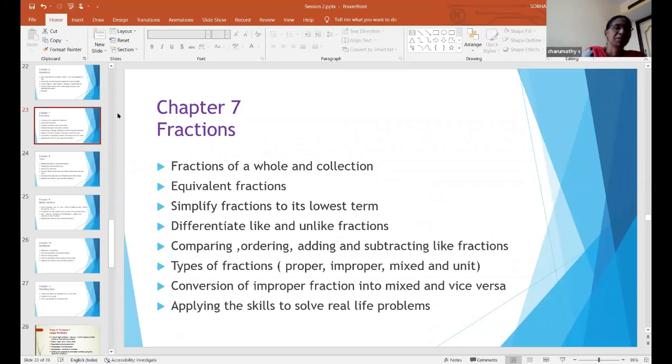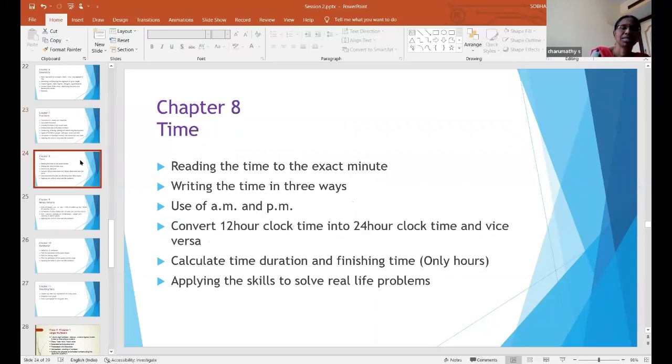Of course, the fractions chapter, which has been taught in class 3. So here they learn fractions of a whole and of a collection. They learn how to draw. They learn what an equivalent fraction is, how to simplify fractions, differentiate like and unlike fractions, comparing, ordering, adding, and subtracting only like fractions. So unlike fractions are not at all tested in class 4. That is done only in class 5. Always there should be a gradation in what we teach. So we stick to that, and we have graded it in such a way that they are able to adapt to that particular topic easily. Of course, the types of fractions are introduced in class 4 itself: proper, improper, and mixed.